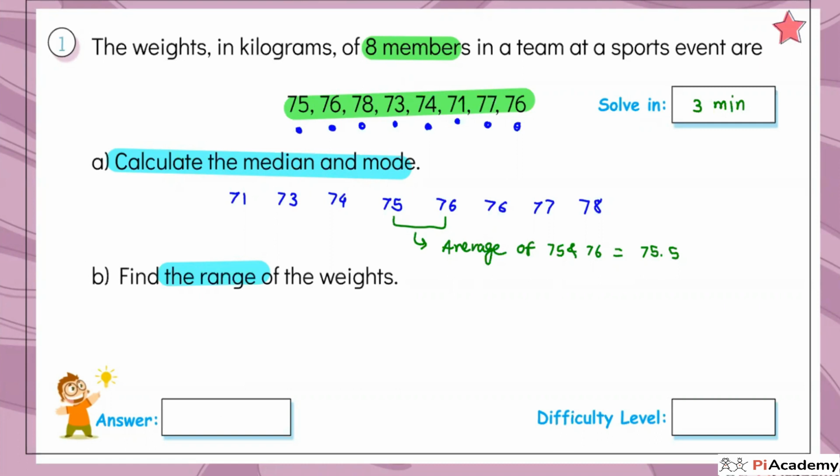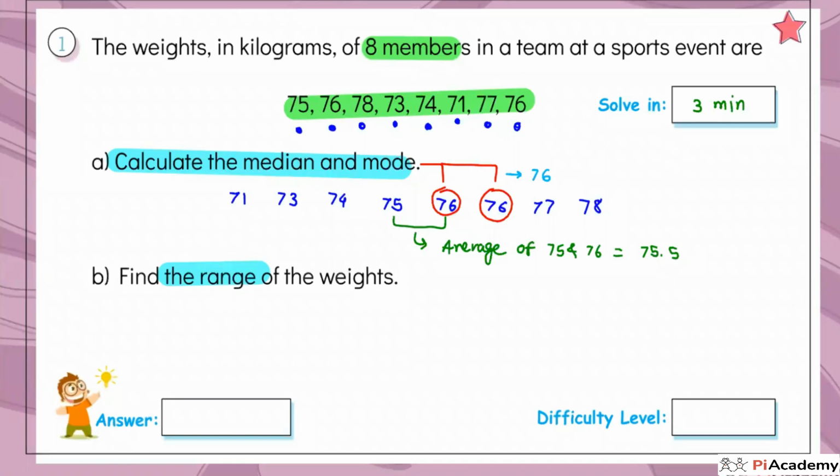Now find out the mode. So mode, it means what? Whatever number comes frequently, whatever number is most repeating. So here I can see the most repeating number is 76. 76 is repeating 2 times. So mode is going to be 76. Clearly, right? Now we have solved the first question: median is 75.5 and mode is 76.